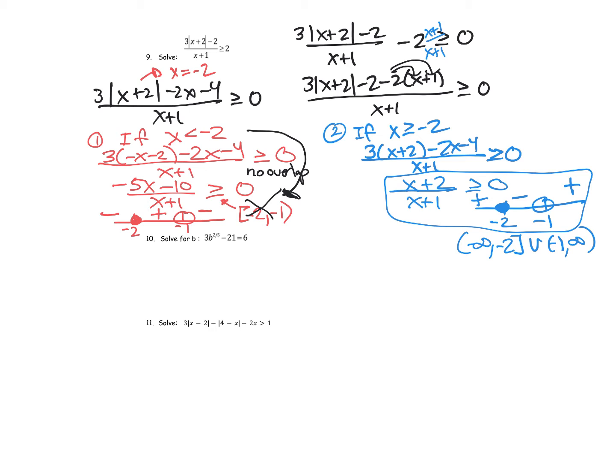what values of x we were putting in. We were putting in x greater than or equal to -2. So the only solutions that are the overlap of these two would be -2 and -1 to infinity. That meets the condition of greater than or equal to -2. So my solution would be -2 union -1 to infinity. Okay, so that was 9.